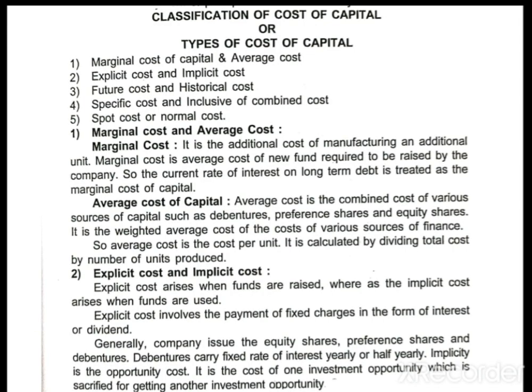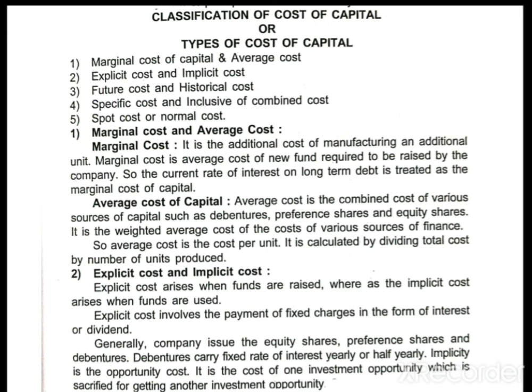So these are the different types of cost of capital. Among them, marginal costing and explicit and implicit costs are most important. But you should be prepared for all, you should study all five types of cost of capital. This is only a theoretical concept. There is no connection with the problem-solving aspect, but you should understand it.